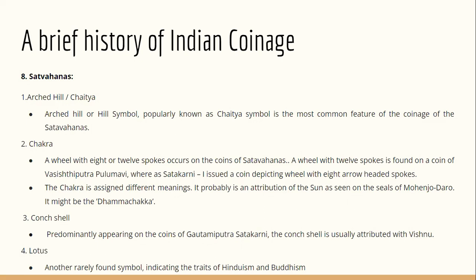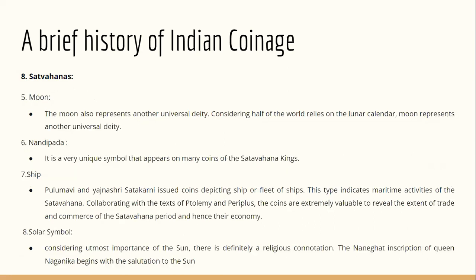Then conch shell. The shankh is considered to be sacred in Hinduism. So that is being depicted on the coins of Gautamiputra Satkarni, and this is usually also attributed to Vishnu. Then we have lotus. It's a very rare symbol on the coins. Lotus is usually a symbol which is there in Hinduism and also in Buddhism. So that is depicted.